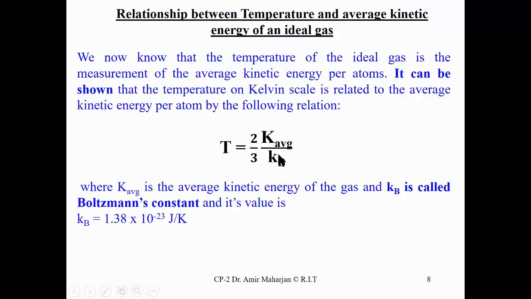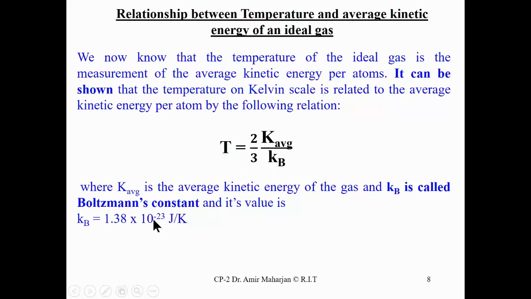We're not going to derive this. We don't have to derive this relationship. But based on the kinetic theory of gas, here's the relationship between temperature and average kinetic energy. It says temperature, this temperature, big T, should be in Kelvin scale. Temperature is two-thirds of the average kinetic energy divided by this constant called Boltzmann constant. That's what temperature is.